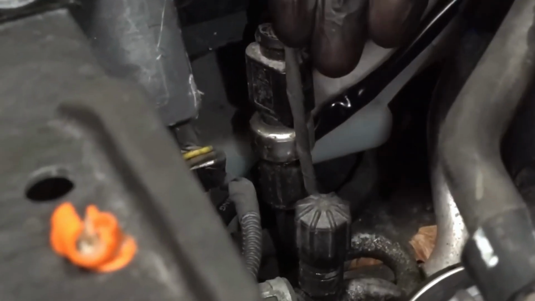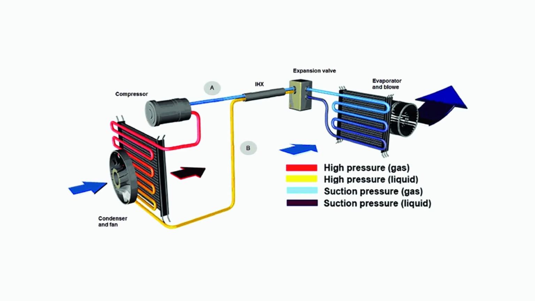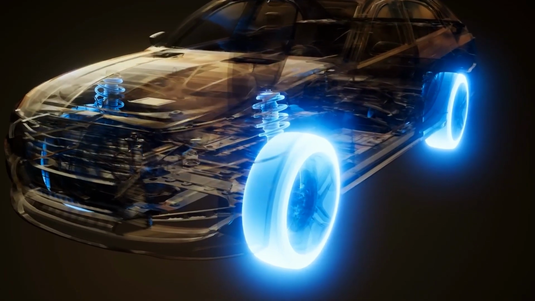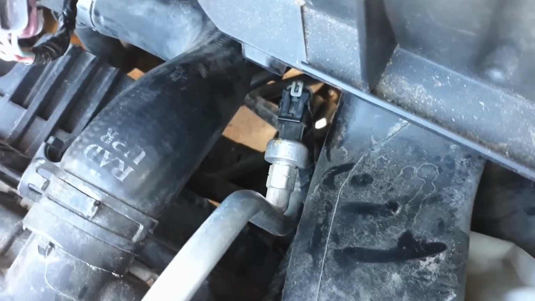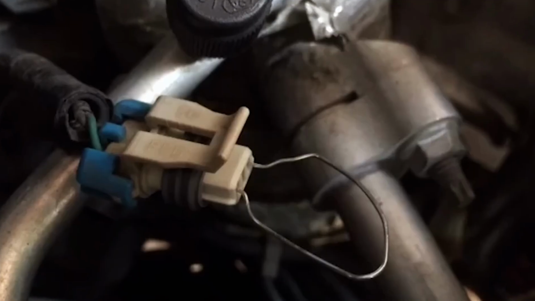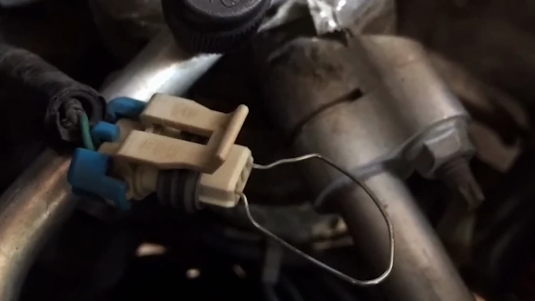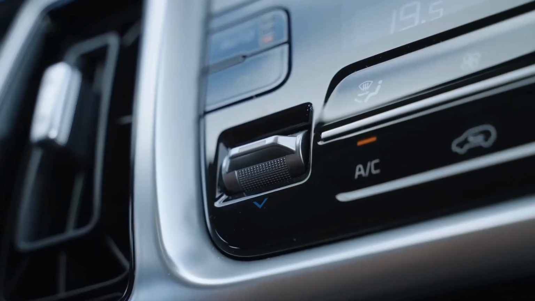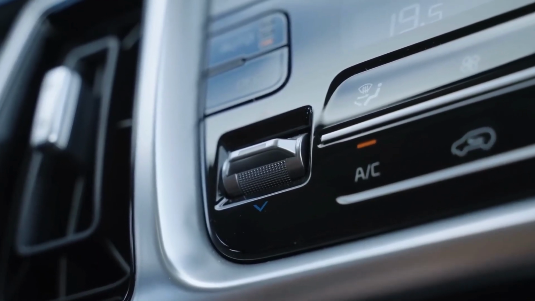Basically, it monitors the refrigerant's pressure to ensure it stays within specified limits. In most cars, there are two switches, one for high pressure and the other for low pressure. The low pressure switch prevents pressure from dropping too low, often indicating a leak. If the AC operates with insufficient refrigerant, it could damage the compressor.